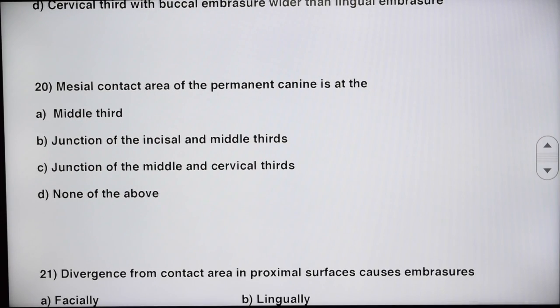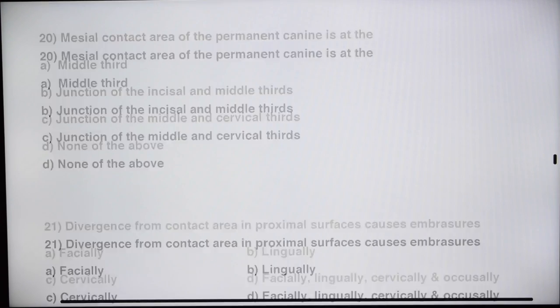And again, a similar question based on the contact location. Mesial contact area of permanent canine is at, so it's at the junction of incisal to middle third, right? Option B is the appropriate answer. I discussed all this in one of the videos in dental anatomy. You can refer to that video for more information.